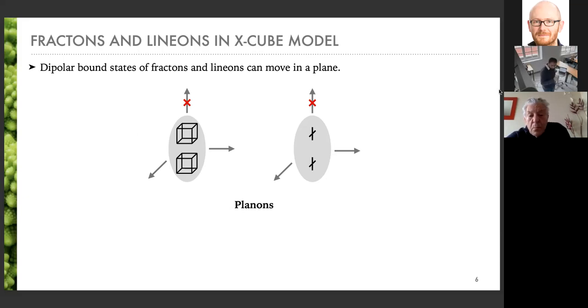Similarly, a slightly more complicated picture exists for lineons, and once you think about it, it's actually not so hard to figure out that if you take a pair of lineons and, for instance, this configuration, then this pair of lineons can again not move upwards, but it can move within.